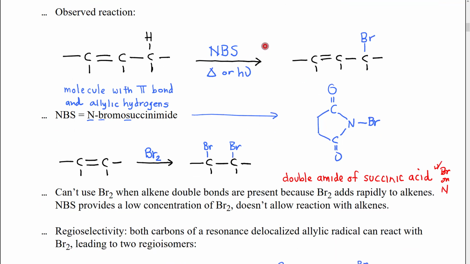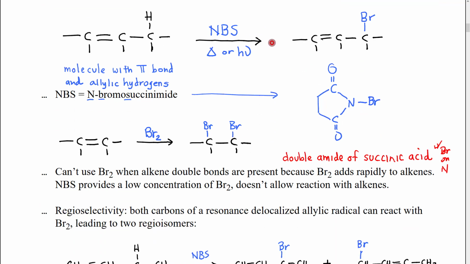Now, we saw in the last section that we could just use Br2 to put bromines into a molecule using free radical bromination. Why don't we just use bromine here? Why instead are we using this reagent, NBS? Well, NBS stands for N-bromosuccinimide, and it has this structure. You're never required to write this structure. You can just write NBS.